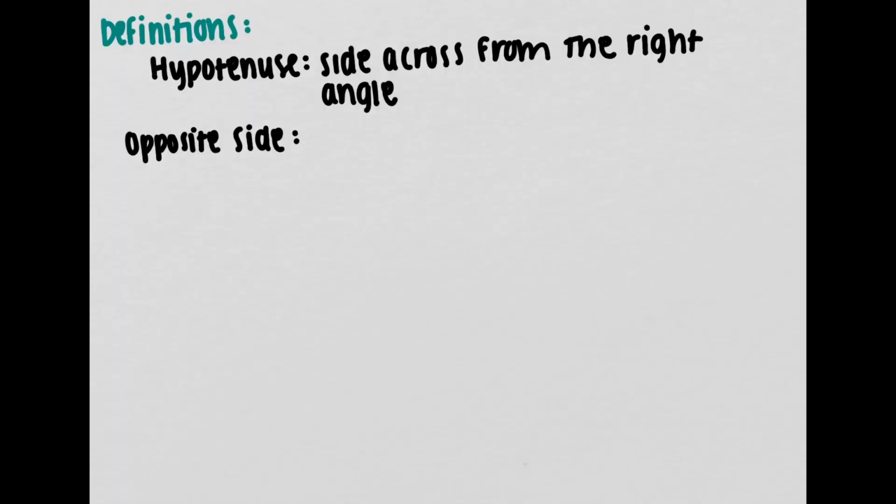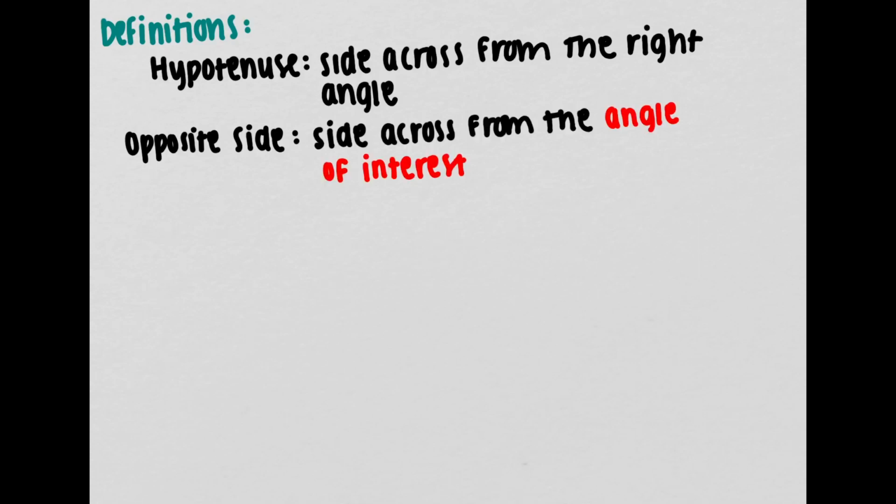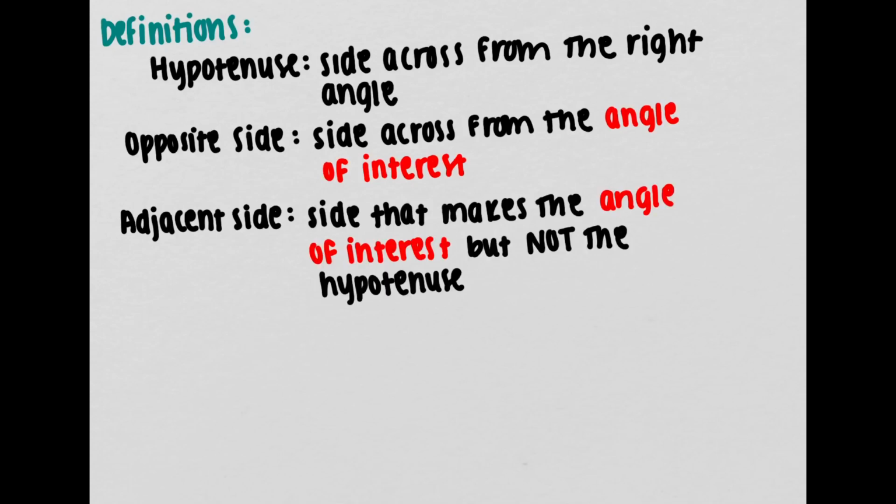The next one we need to know is called the opposite side. And the opposite side is the side that's across from the angle of interest. We'll talk about what the angle of interest is in just a second. The third one is called the adjacent side. And the adjacent side is the side that makes the angle of interest, but it's not the hypotenuse. So of course, two sides make that angle. If one of them is the hypotenuse, the other one is the adjacent side.